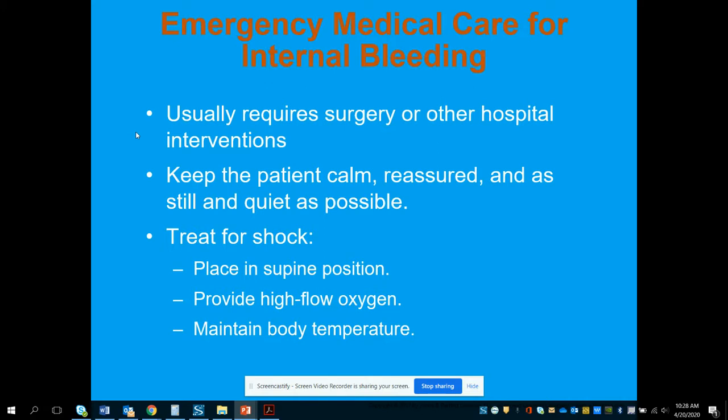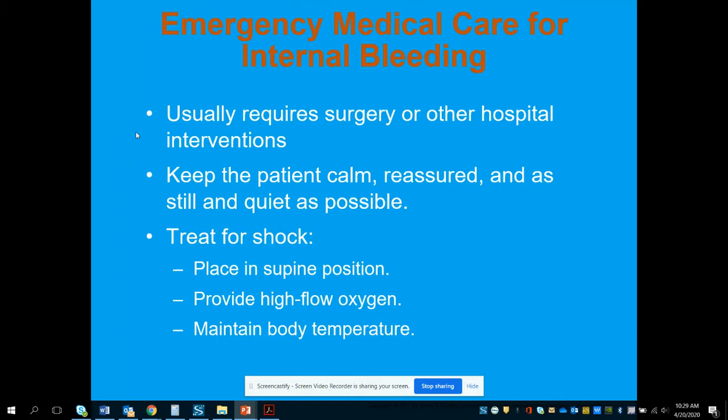And then lastly, looking at internal bleeding. So this usually does require surgery, as we said, or other hospital intervention. So the best that we can do is provide rapid transport and keep the patient calm, reassured, and as still and quiet as possible. That's going to limit the blood flow and the blood loss that is occurring if we can keep their heart rate and blood pressure down by keeping them laying down and as still and quiet as possible. So we can still treat for shock by having them in a supine position, maybe even Trendelenburg, depending on where the bleeding is happening.